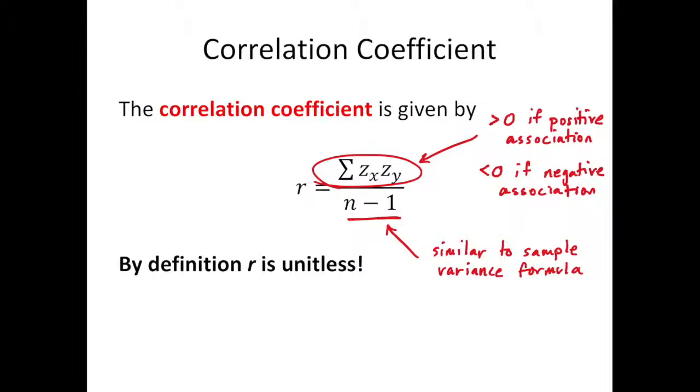Also note the denominator has an n minus 1. That's similar to the formula for sample variance, once again because we have lost a single degree of freedom.